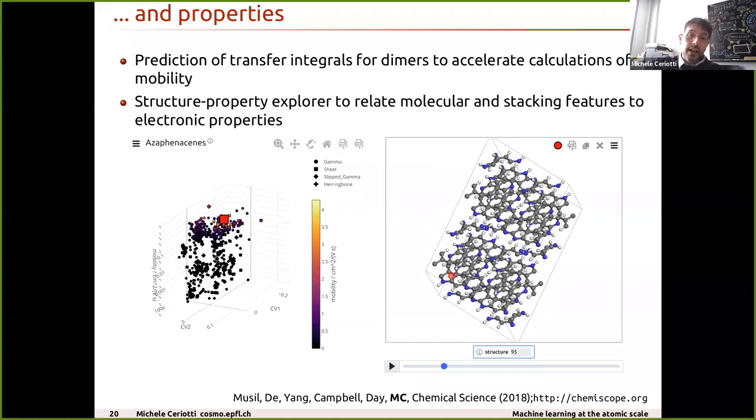And then you can visualize a map of the structure-energy-property landscape for a family of these molecular compounds. And you can inspect them to realize what the motifs are that are connected with an increase of electron mobility. And so this can help you design better materials for a given application.